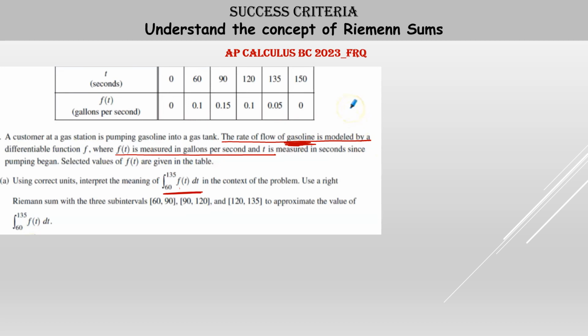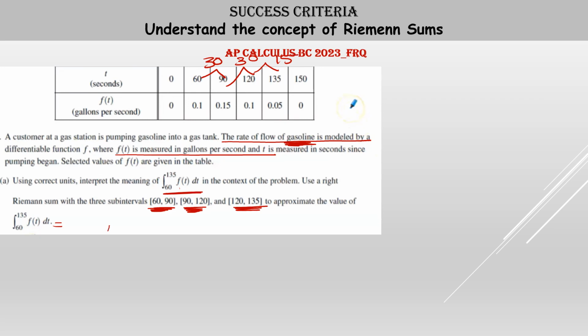Okay, so what you have to do, first of all, solve it. In order to solve it, they are asking how many intervals are there? 3: 60 to 90, 90 to 120, and 120 to 135. So 60 to 90, the width is 30. 90 to 120, the width is 30. And 120 till 135, the width is 15.